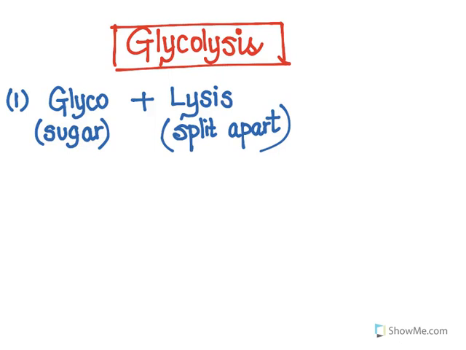Hello and welcome students. In this video, we are going to take a look at the complex process called glycolysis. Basically, it's made of two words, glyco plus lysis. Glyco stands for sugar, and lysis means to split apart. So glycolysis is the process of splitting apart a glucose molecule.